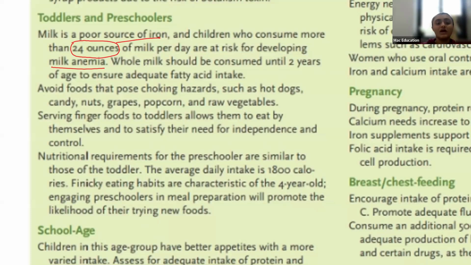So that child becomes anemic. Whole milk should be consumed until 2 years of age to ensure adequate fatty acid intake. Whole milk, that is not skim milk. What do we call skim milk? Any idea? Skim milk is when the fat is removed. Yes. Whenever we boil the milk and we remove the fat, it is called skim milk. But for any child we have to give whole milk, the fat should not be removed.